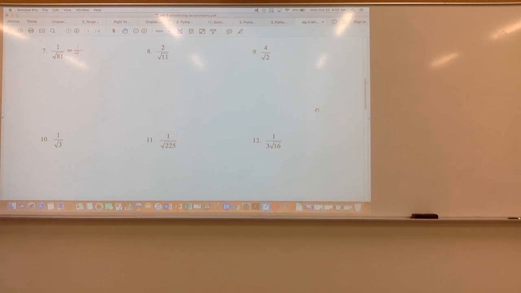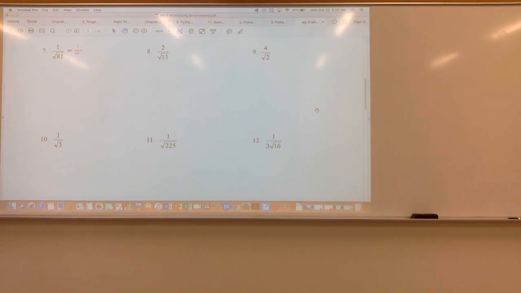Now, if you hadn't recognized that and you had done the square root of 81 over the square root of 81, you would have gotten to a point where you could simplify. You would have gotten the square root of 81 over 81. Then the square root of 81 is 9. 9 over 81 reduces to 1 over 9. But recognizing that right off the bat is going to save us a lot of work.